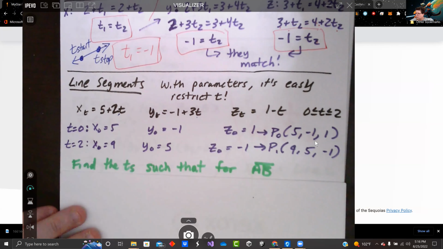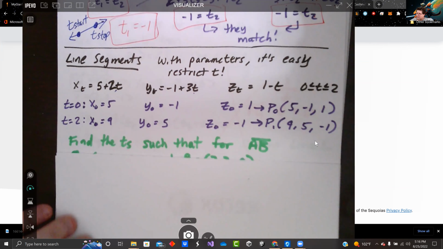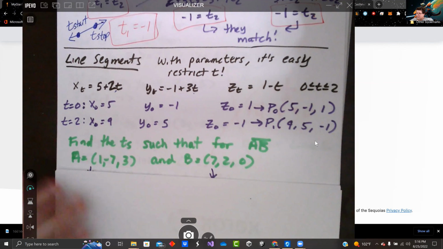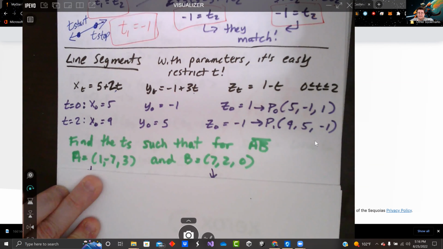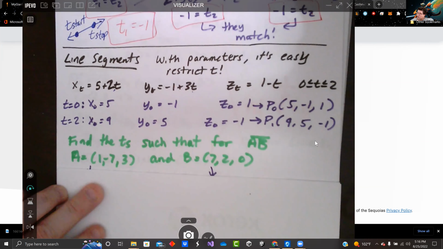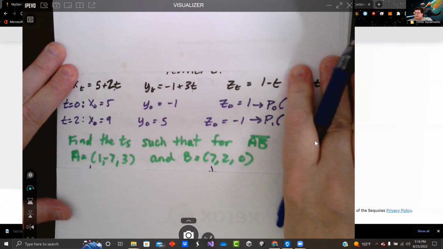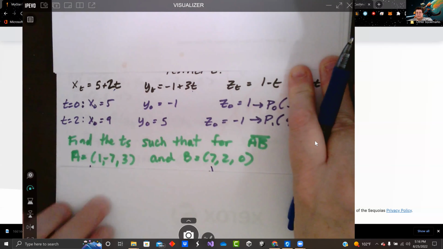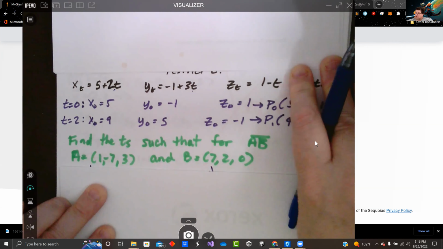So to give you a way to practice working with these without just finding line segments, this was kind of trivial, right? Why don't you find the time such that for these equations up here, our start is at 1, -7, and 3, and our endpoint is 7, 2, and 0. So work with this up here. You're going to have a different timestamp. Use these to find where these values are true.